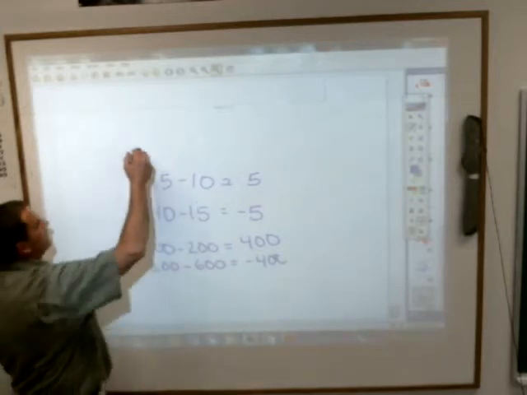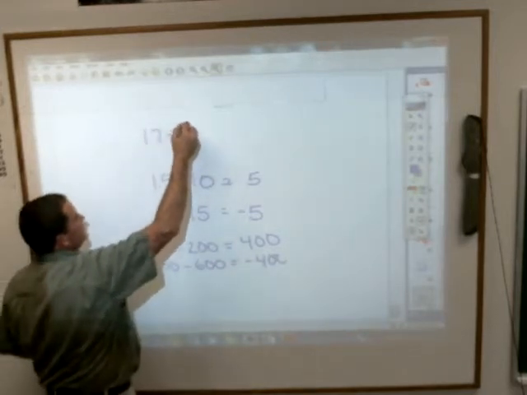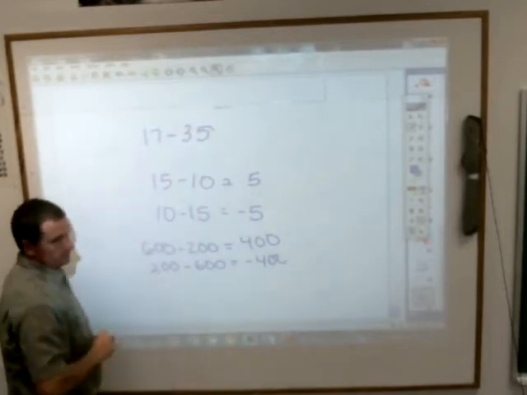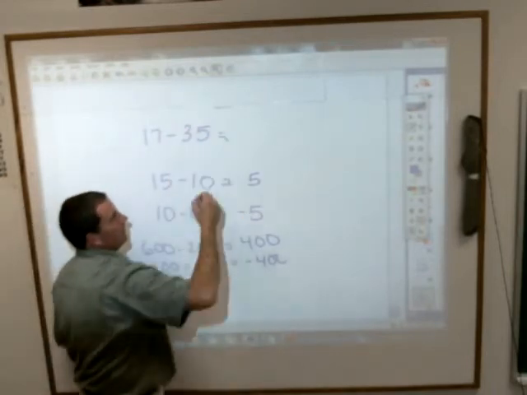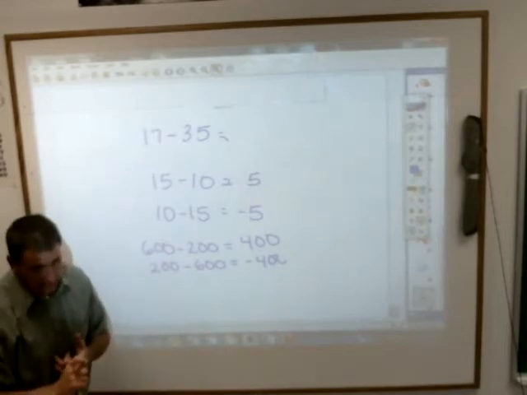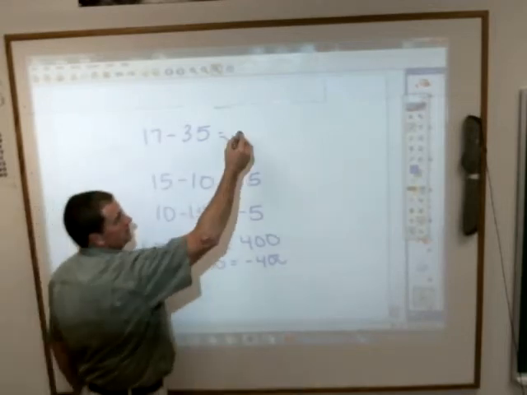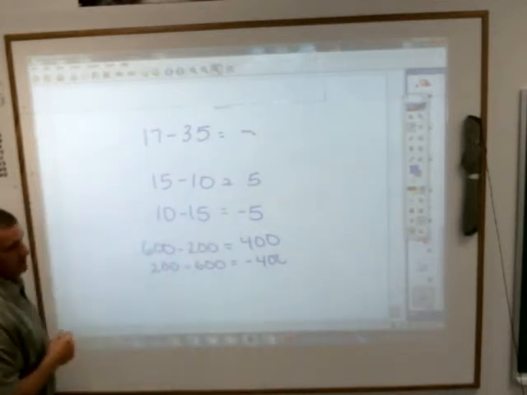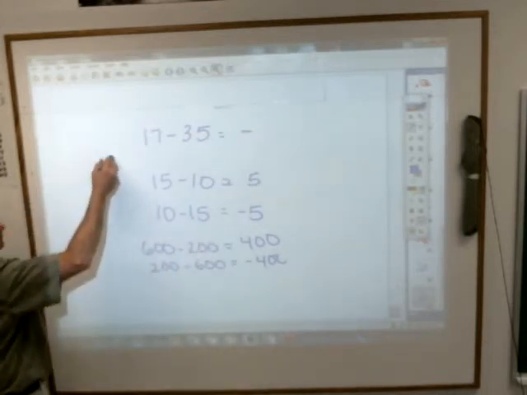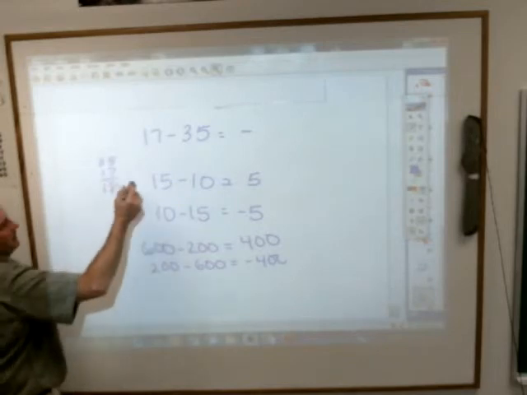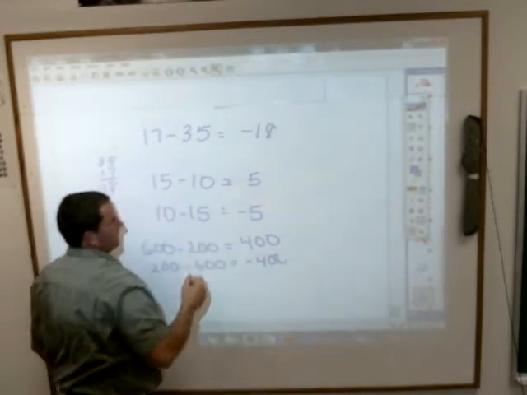Let me give you a harder one. What about 17 minus 35? Well, you're going to get the same digits as if you did 35 minus 17. You just know that it's going to be negative when you put your answer down. So off to the side, you might actually have to do 35 minus 17. And your answer is a negative 18.